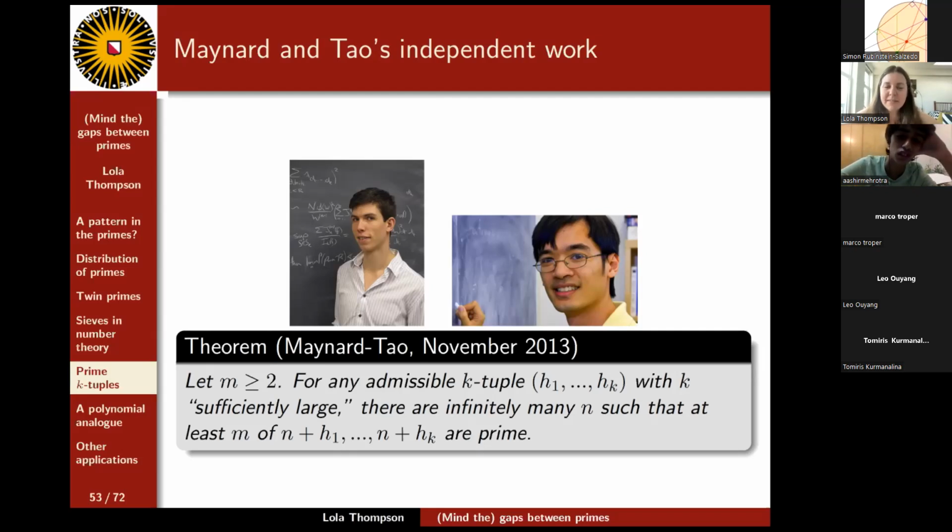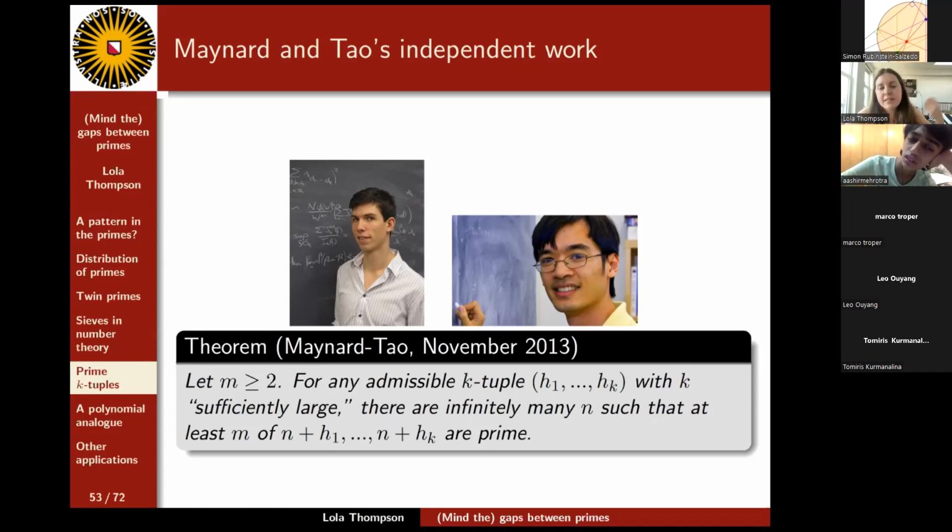It says if m is at least 2, then for any admissible k-tuple h1 up to hk, where k is sufficiently large, there are infinitely many integers n so that at least m of the numbers n plus h1 through n plus hk turn out to be prime. So it's not saying that everything is prime. It's not proving the full prime k-tuples conjecture, but it's saying at least m of these numbers, and we don't know which m, will turn out to be prime.